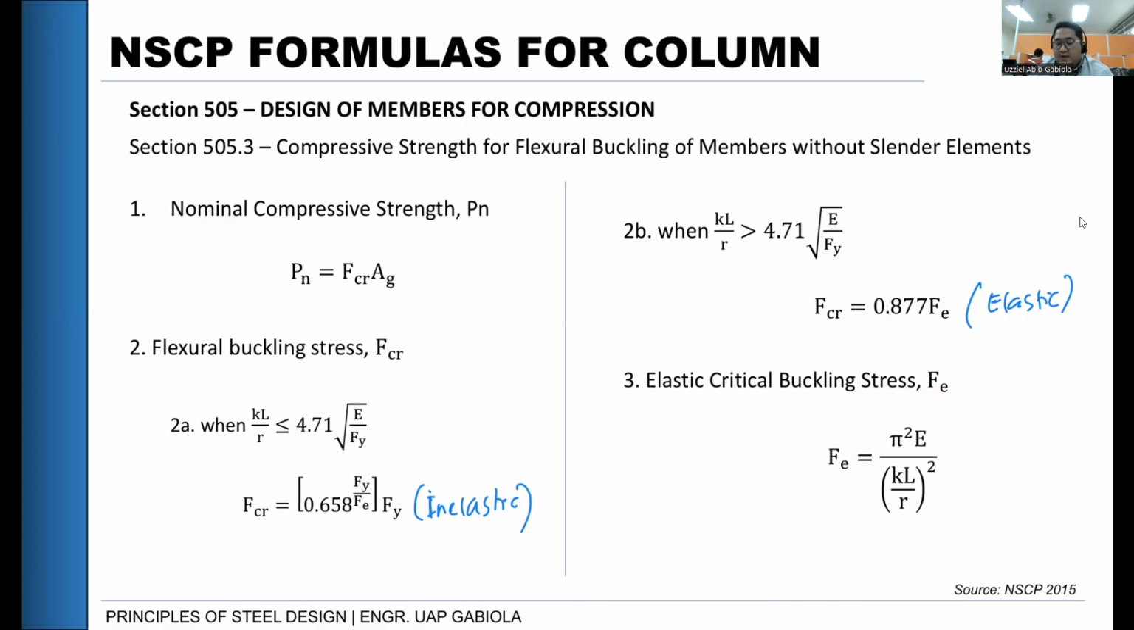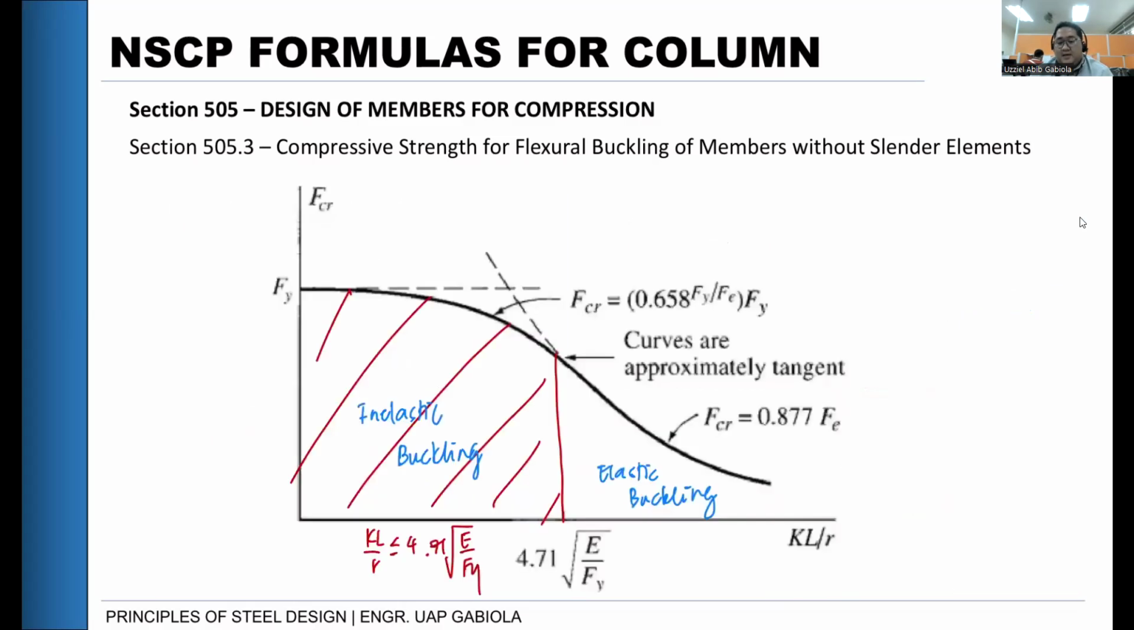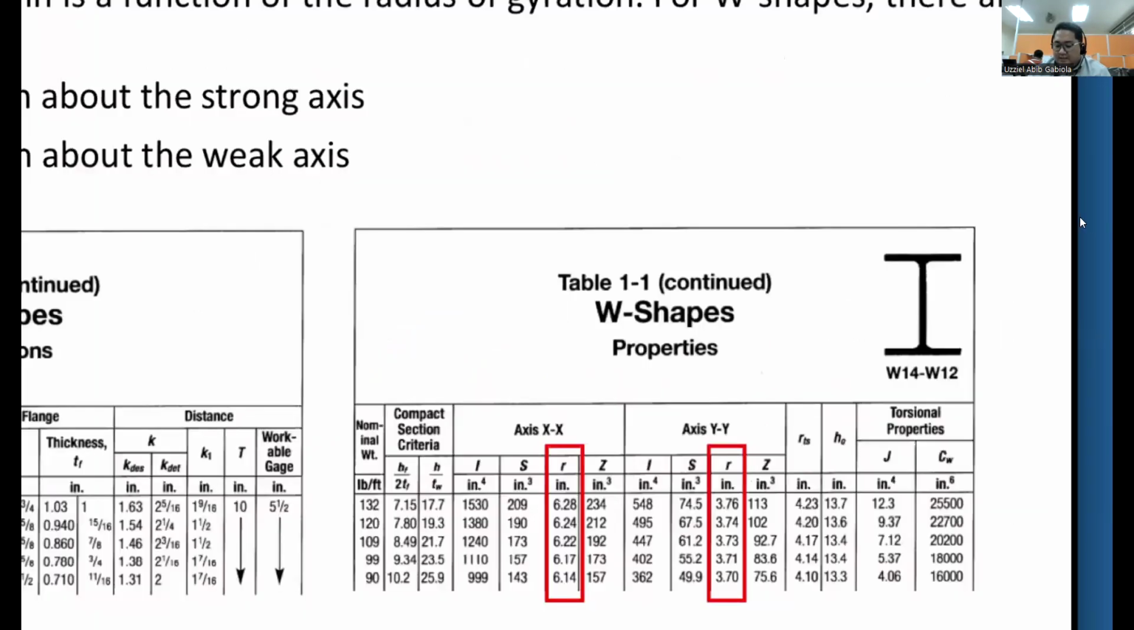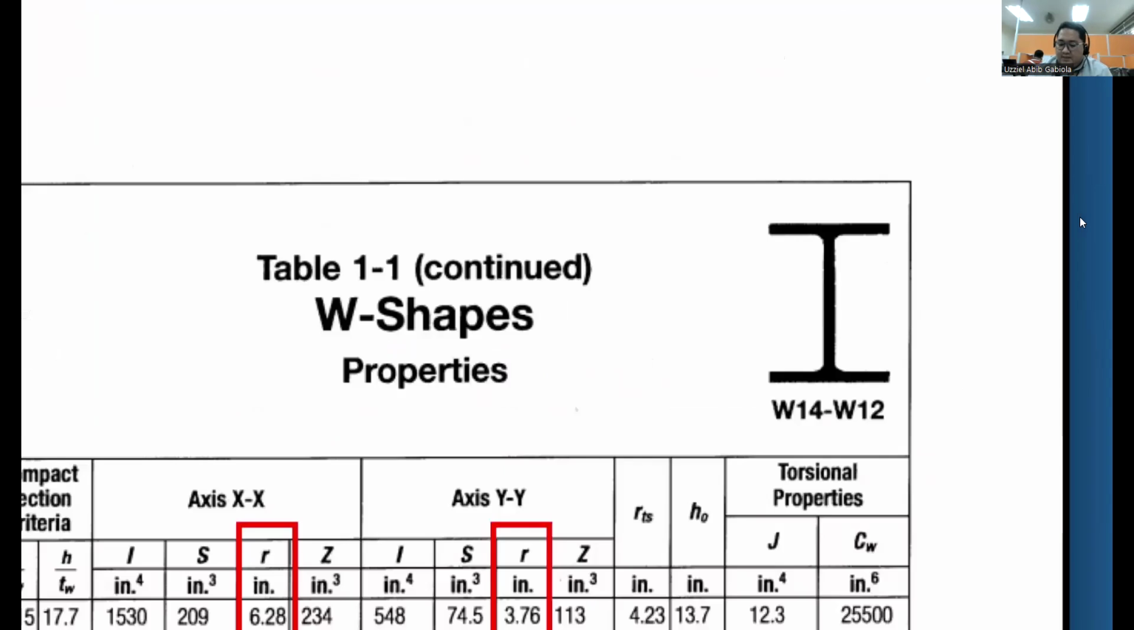Okay? Pero before we can analyze yung compression members natin, we need to dive deeper dun sa KL/R, yung effective length natin. Okay? So, balikan natin sa effective length. Unang-una, si KL/R, okay, naka-base siya dun sa tinatawag nating strong axis at weak axis. So, strong axis at weak axis ano, so halimbawa ito yung wide flange natin. So, meron siyang strong at weak axis. Ito yung x-axis natin, ito yung y-axis natin.